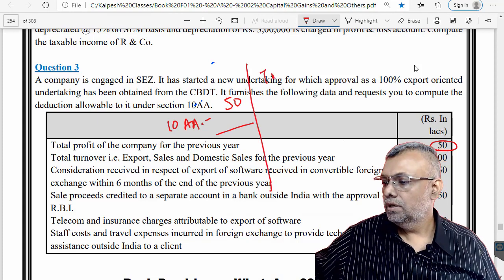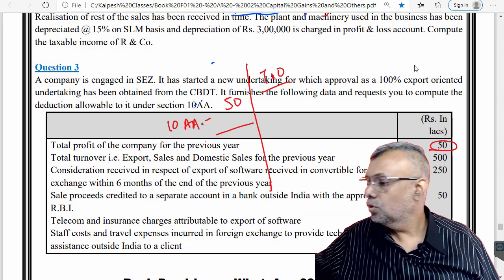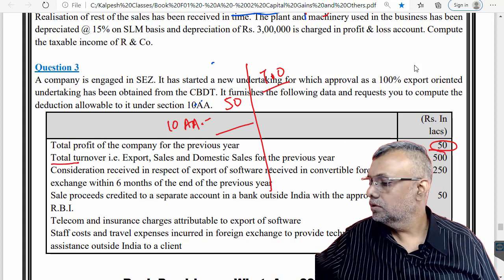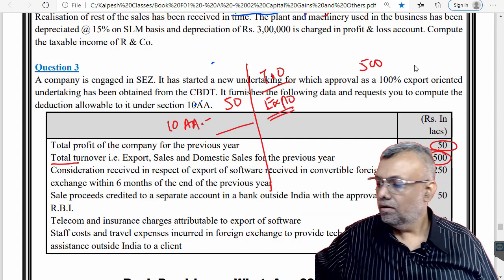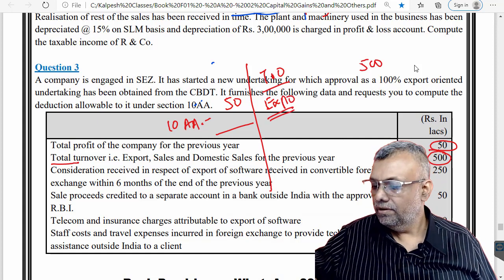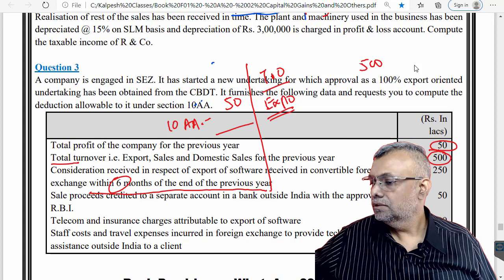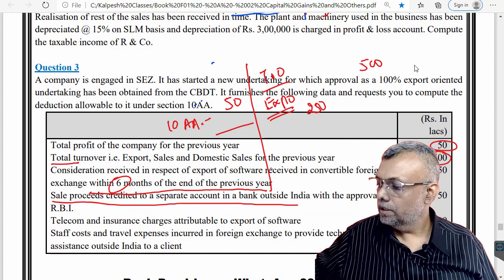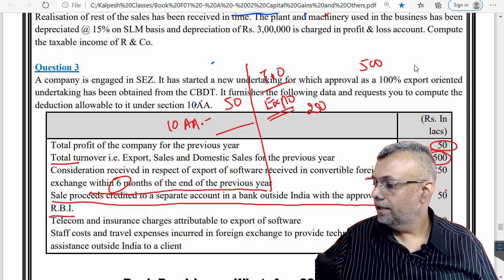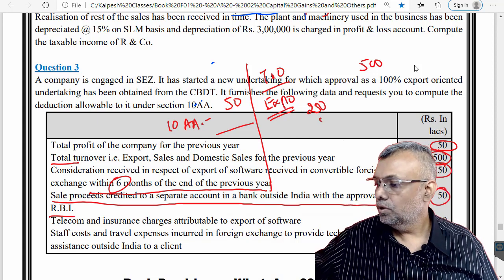Now you have to do the turnover calculations. The total turnover is already given to you as 500, and you want the export turnover. Consideration should have been received within 6 months, so it is already received. So export turnover is 250. Now, proceeds credited to a separate account with the approval of the RBI are also part of the export turnover.